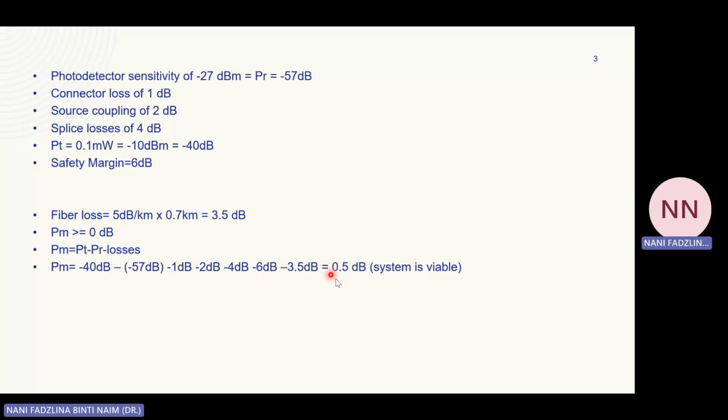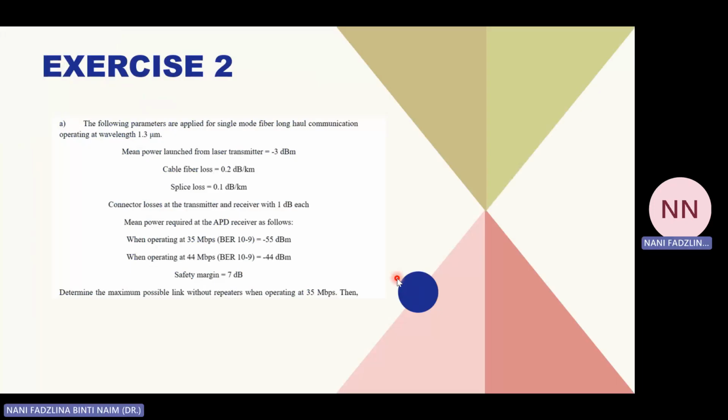So you can see here that our power margin value is greater than 0 dB, meaning that this system is viable. Okay, let us look into the second exercise.